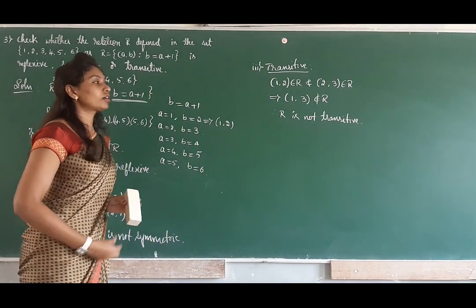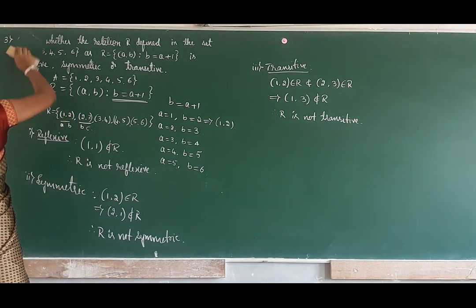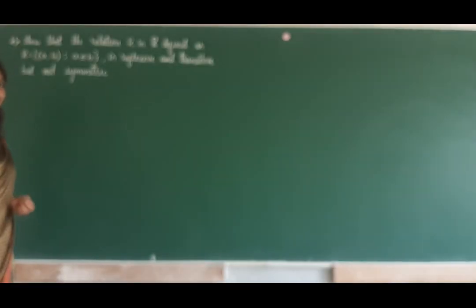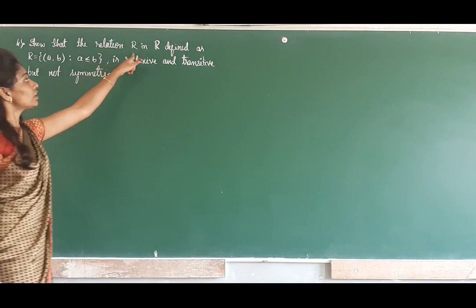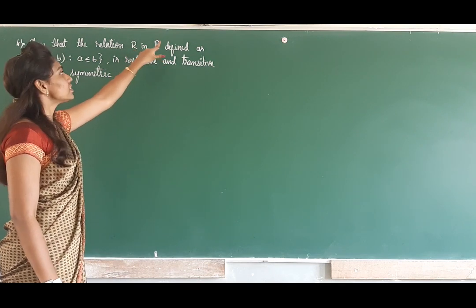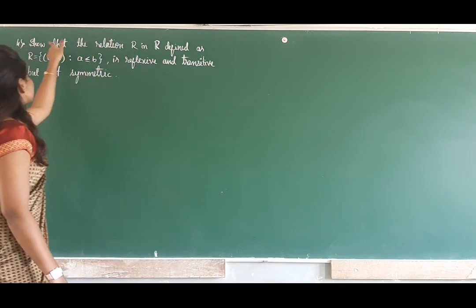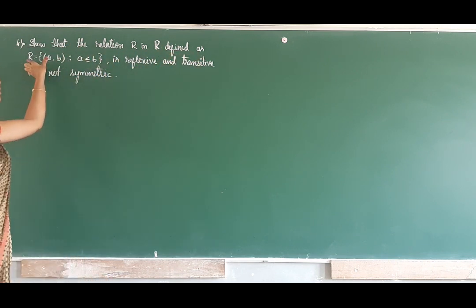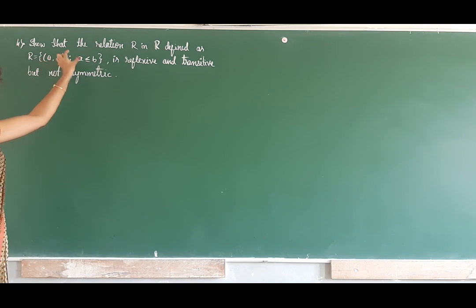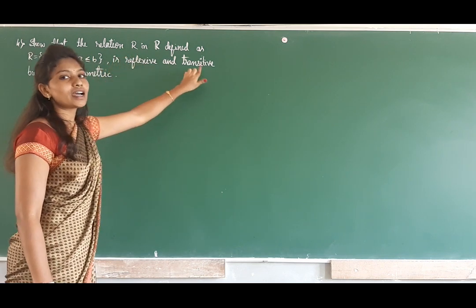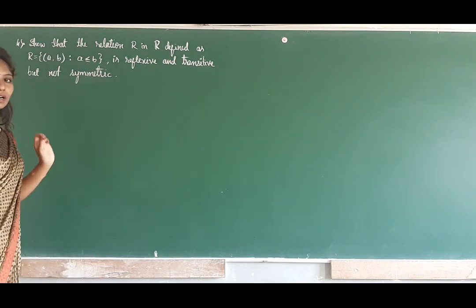Is it clear? Okay. And the next question is, show that the relation R in capital R, that means this is a relation on the real numbers. Show that the relation R in R defined as R is equal to the set of ordered pairs A, B such that A is less than or equal to B is reflexive and transitive but not symmetric.